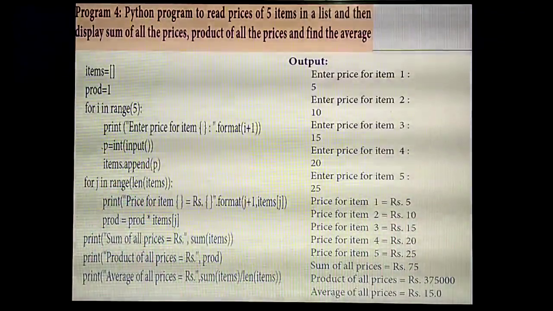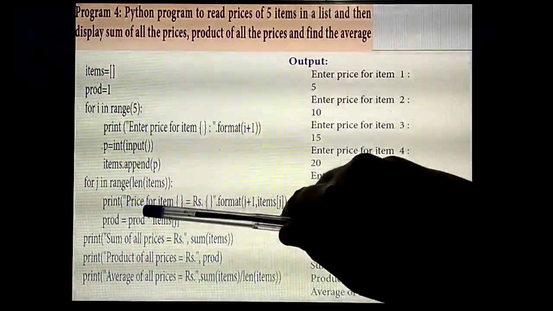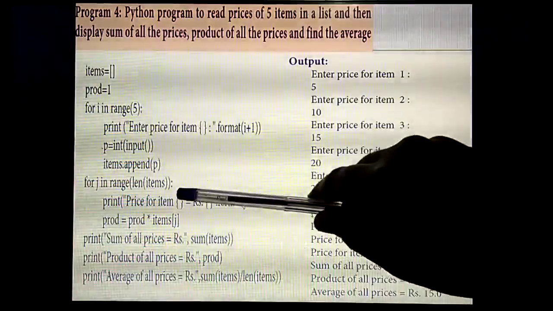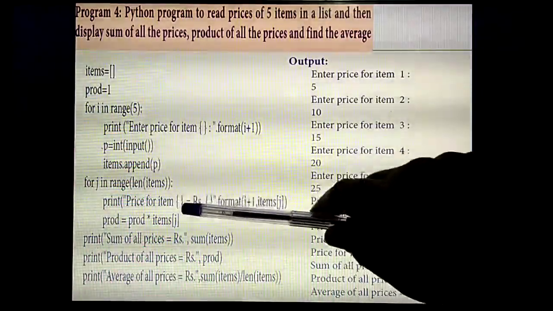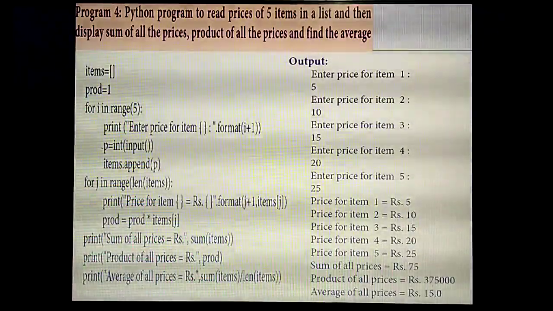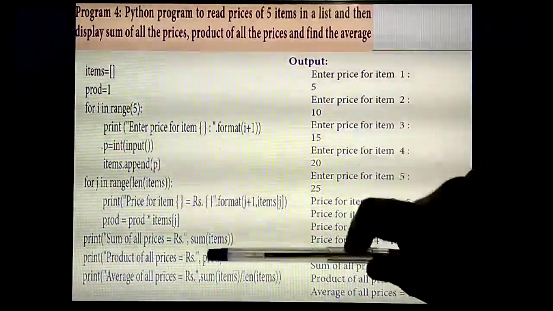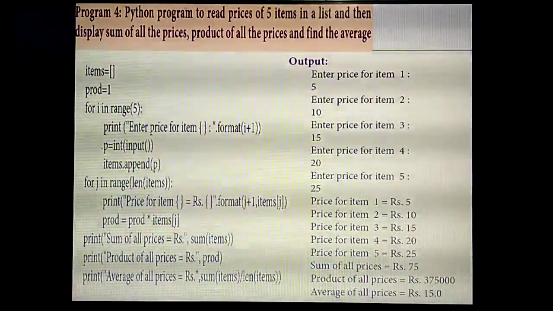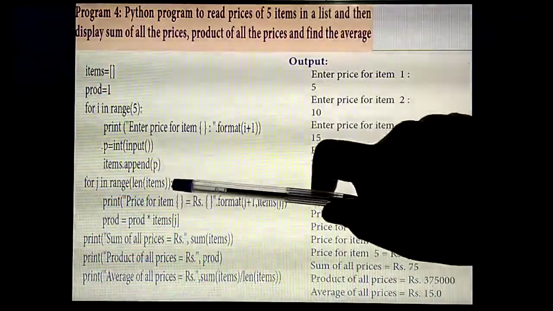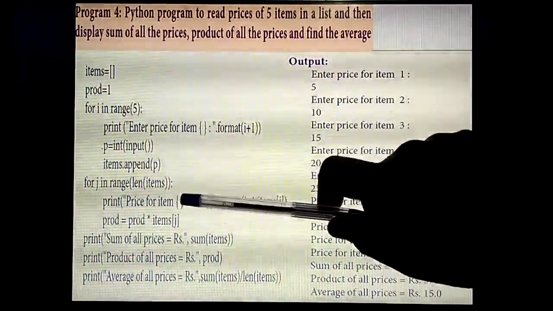Next, you are going to enter the price for each item in rupees. Listen, inside the print statement, "price for item": that means price for item 1, then price for item 2, price for item 3, till it executes for how many items? 5. You have already given the range till 5. Then equal to rupees, first item 5, 10, like that. Understand what the format function does? Here you are going to enter the price for item 1, item 2, till 5.